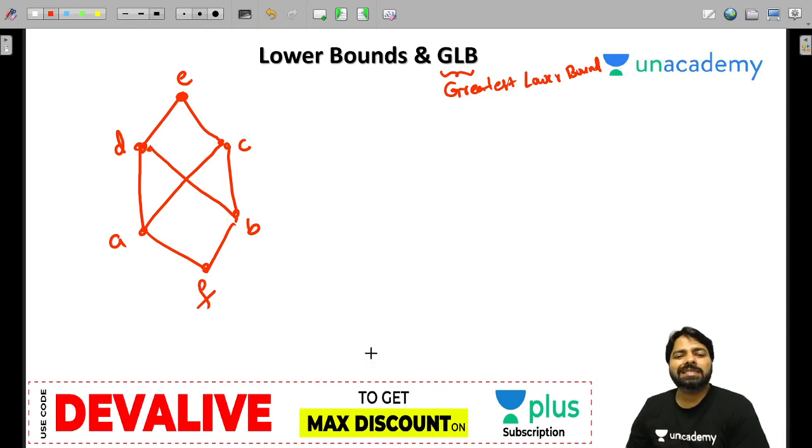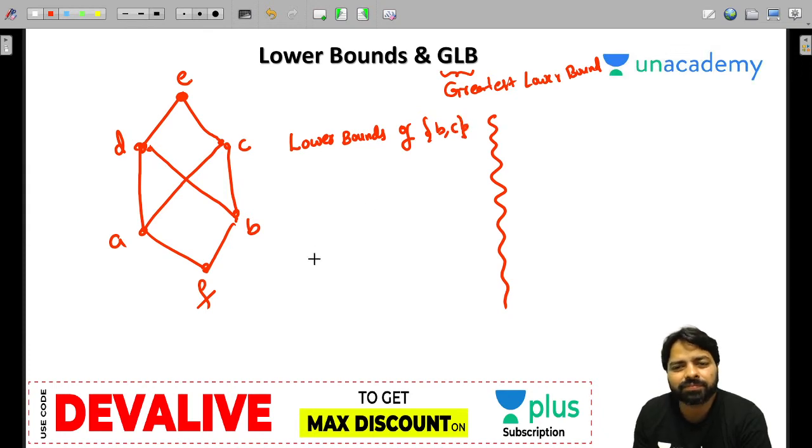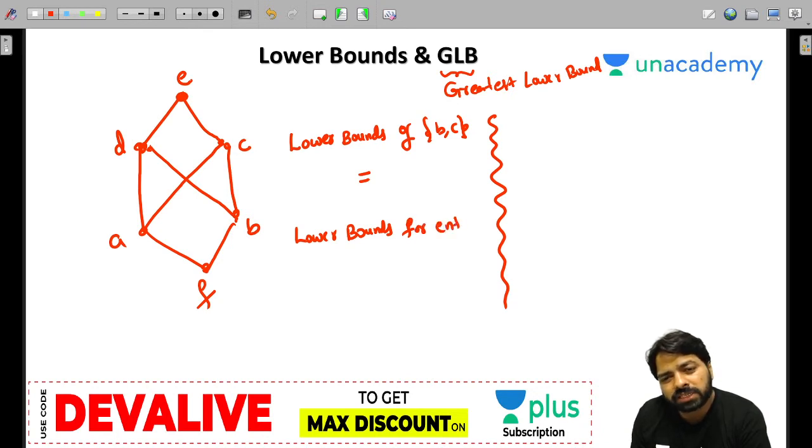Okay, now my interest is first lower bounds. Lower bounds of some set I am giving, just look at B comma C. Find out the answer. Lower bound, I can ask for any set. Lower bounds for entire set, for entire poset. It's my interest.